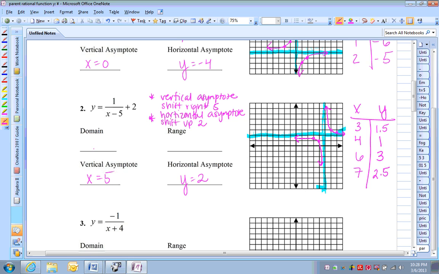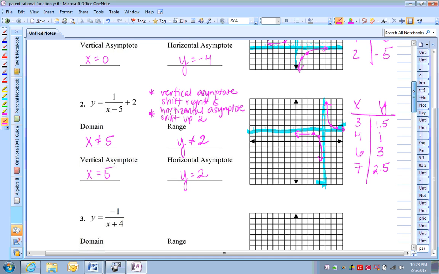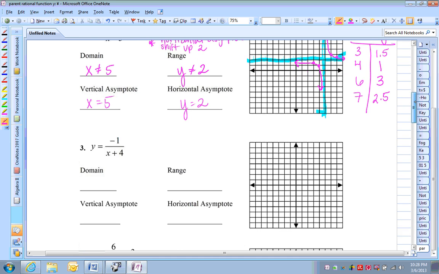And your domain is that it's all x values except for 5. So x cannot equal 5 is your domain. And your range is all y values except that y cannot equal 2. Okay, let's move on to number 3.